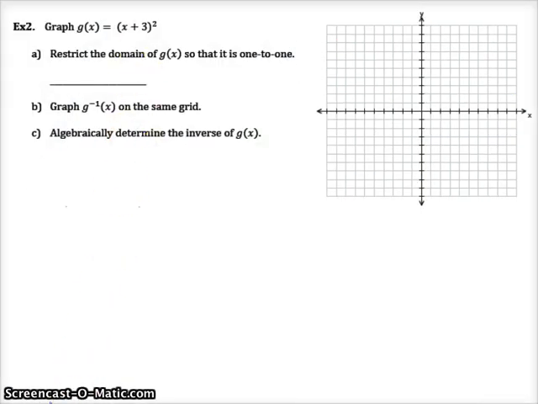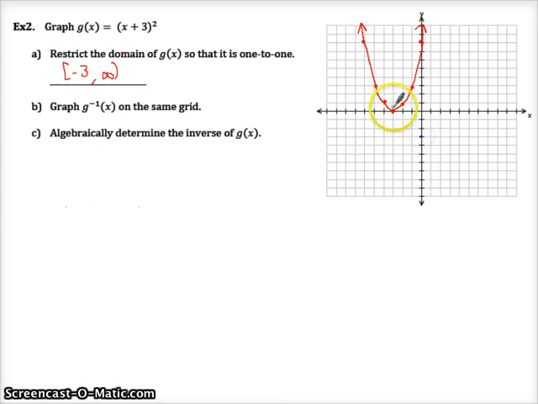Okay, graph this one. Something like that. Restrict the domain so that it's one to one. Again, I like doing the right half, but you can do whichever half you want. Let's start from negative 3 and go up to infinity. Now graph the inverse on the same grid. This point here at negative 3, 0 is going to go down here to 0, negative 3. I'm just thinking about flipping over the line. It's going to look something like that.